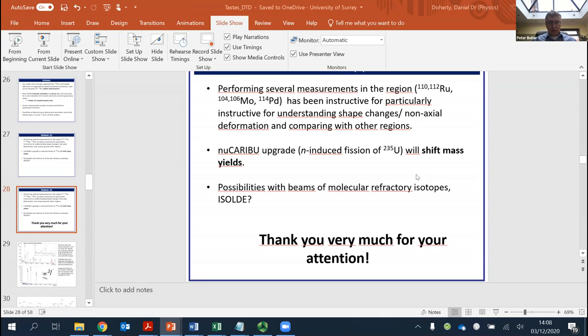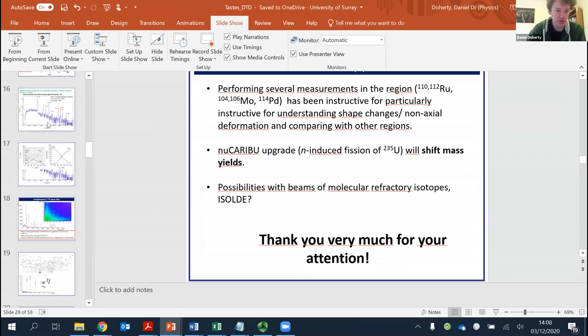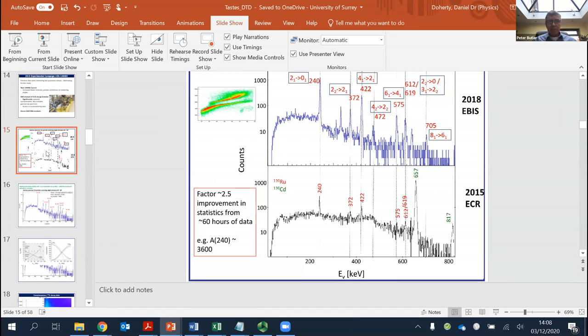What I'd really like to highlight is this beautiful comparison you made between the two different types of charge breeder, between the EBIS and the ECR. That really does tell anybody who's building radioactive beam facilities in the future, or even in the present, that they really should throw away their ECR source. There's no doubt about that.